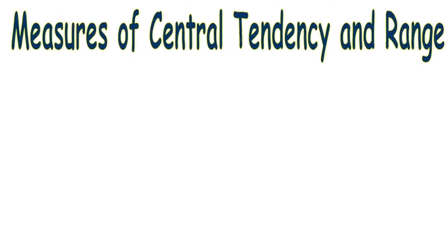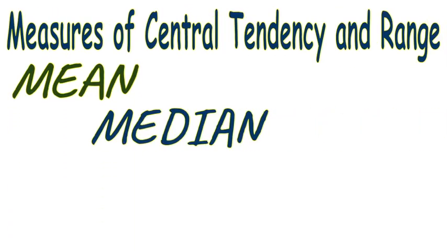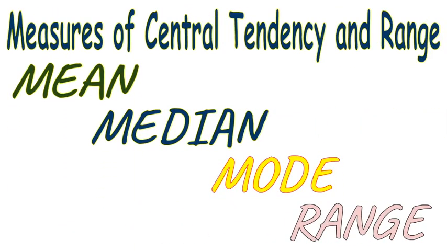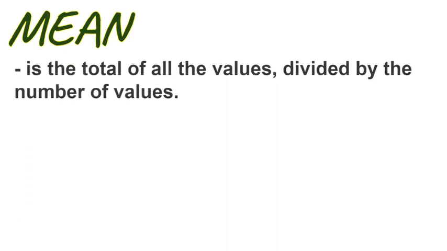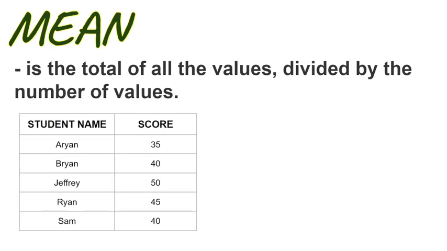So let's begin with the introduction of the measures of central tendency and the range: the mean, median, mode, and range. Let's begin with our first measure of central tendency, the mean. So what is the mean? The mean is the total of all values divided by the number of values. To make it easier for us to remember, let's go ahead and get an example.